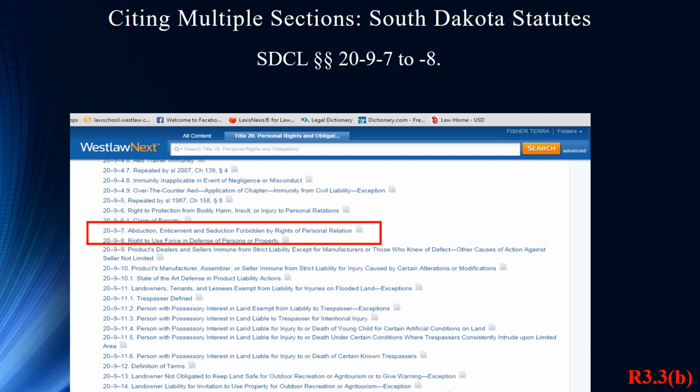Note, there is a space between the 7 and the hyphen 8, but there is no space in between the hyphen and the 8. What if you want to add 20-9-12 to your citation? It would look as follows. Note, we still include a hyphen before the 12, and there is no space between it and the 12. This concludes Blue Book video number 9.